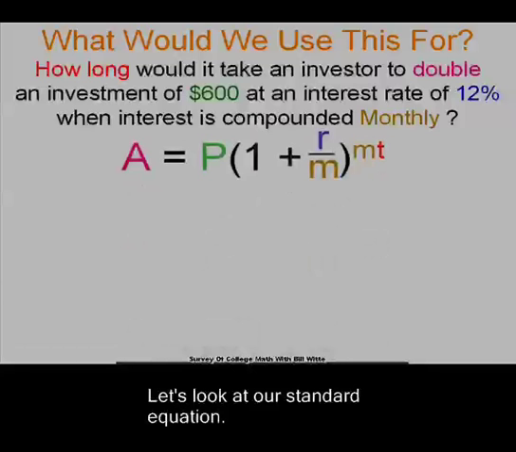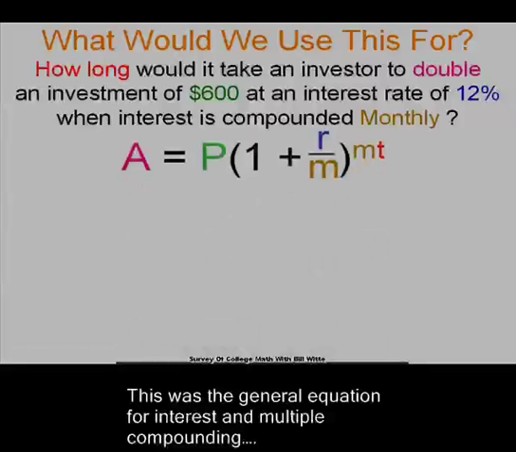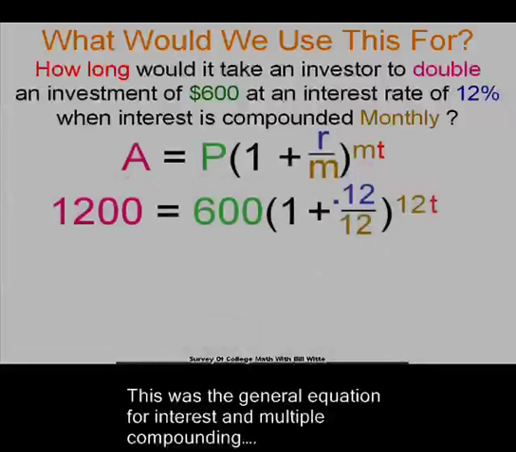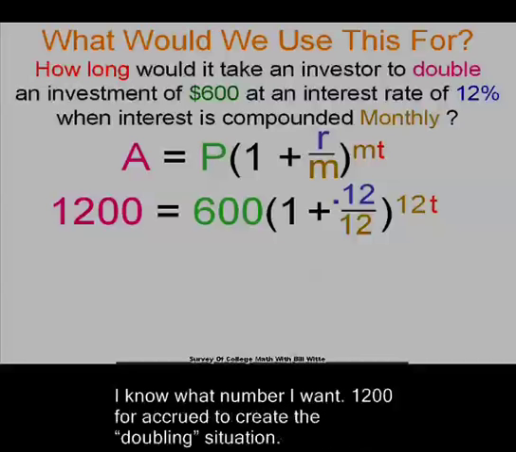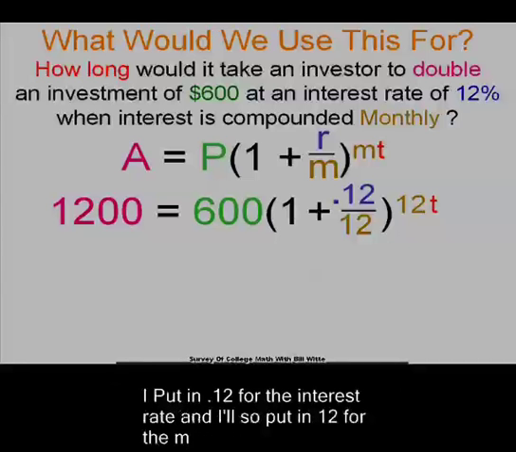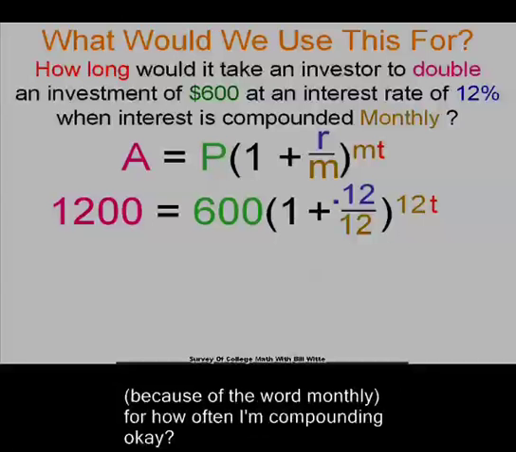Remember the equation, the general equation for compounding and multiple compounding. I put in my numbers. I put in the 600 for principal. The 1200 came from because I want to double that, so I know what number I want. I want 1200 for accrued. I put in 0.12 for the interest rate, and I also put in 12 for the M for how often I'm compounding. Okay, and the only thing I don't have is t.